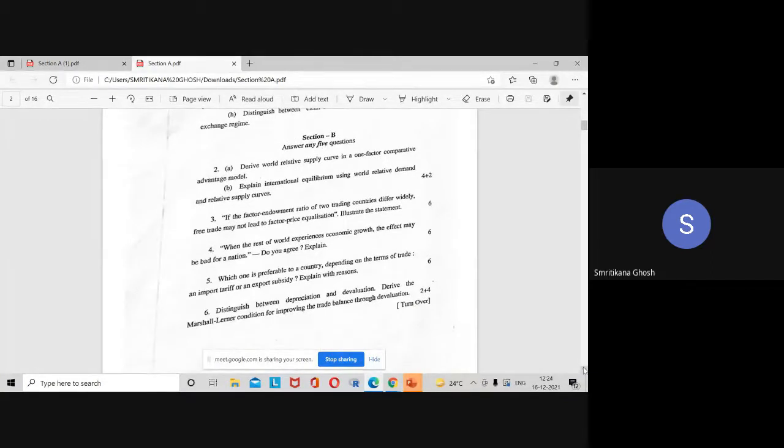Derive the world relative supply curve in a one factor comparative advantage. That means the Ricardian. Okay. The relative supply, I think you remember the step diagram, the relative supply curve that you have to derive here. The second part, explain international equilibrium using relative demand and relative supply. So relative supply is already derived, and the relative demand curve will go through the vertical stretch of the relative supply curve. Can you remember that diagram for the Ricardian model?